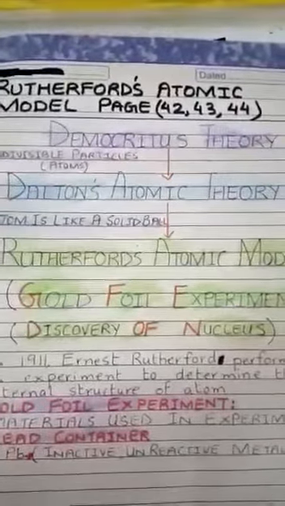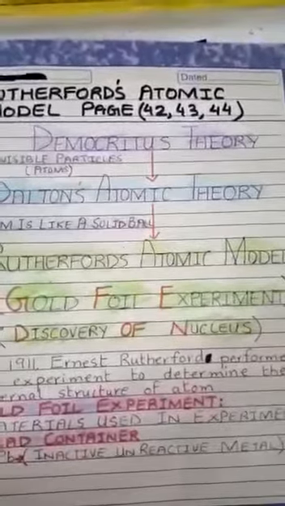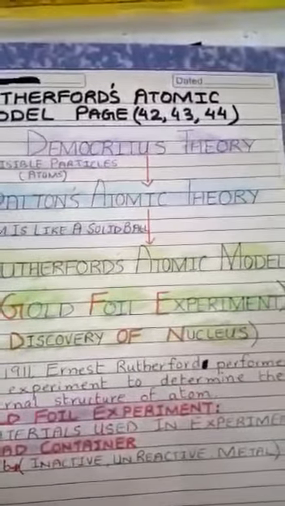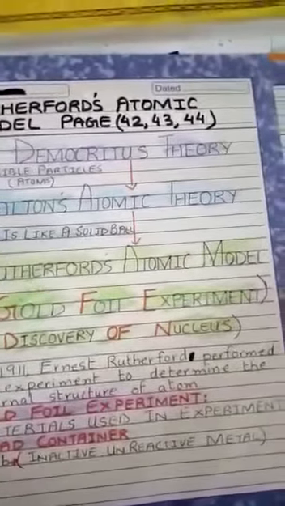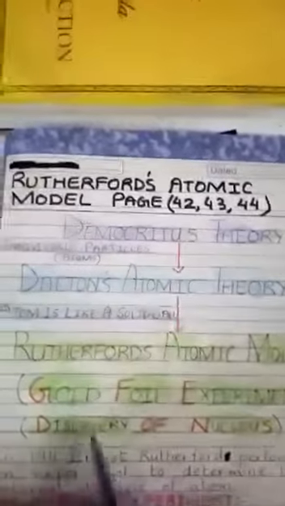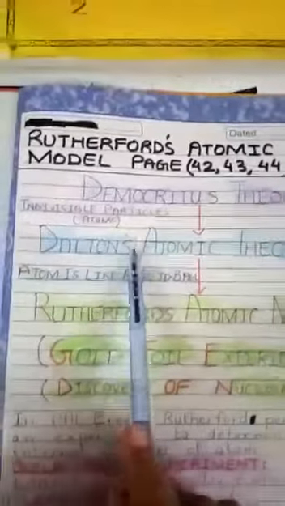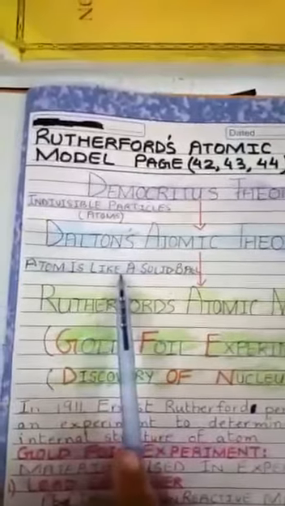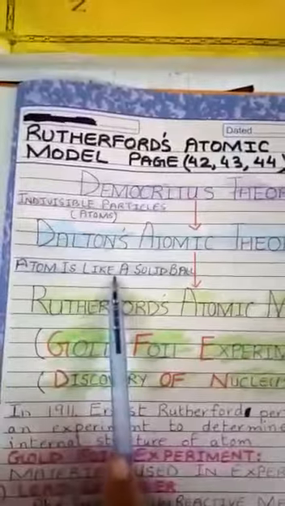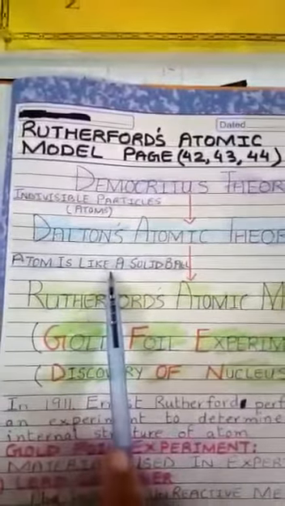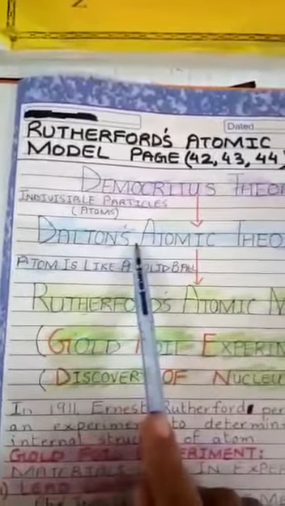Students, previously we have started with Unit 2, that is Structure of Atom. We have discussed Democritus theory and Dalton's atomic theory. Democritus theory was concerned with the view that atom is an indivisible particle. Dalton concluded that all matter is composed of atoms. According to him, atom was like a solid ball. Both the scientists were unable to give a proper structure of atom.